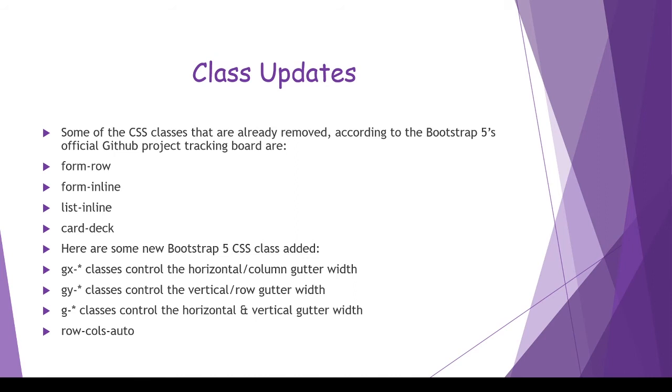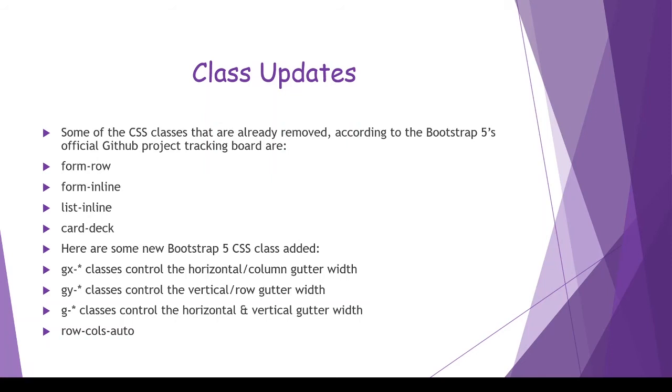And then, as I've mentioned, classes updates. Bootstrap 5 included some classes. Bootstrap 4 has more than 1,500 CSS classes. There will be some CSS classes that will no longer be available in the new version, and some CSS classes that will be added. What are not going to be available, you can see on the screen: classes like form-row, form-inline, list-inline, card-deck. These are not going to be used in Bootstrap 5.